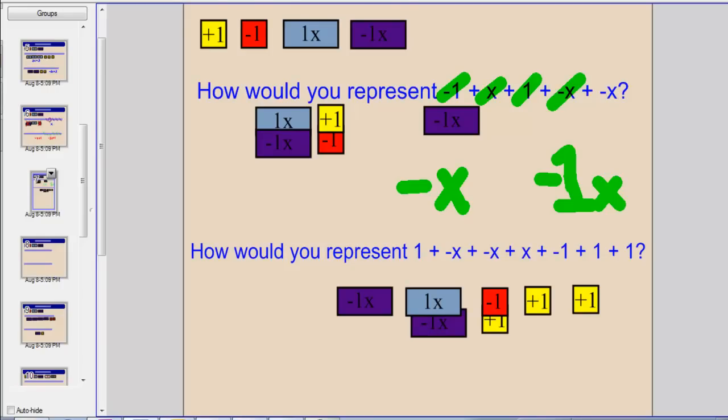If you're thinking that we have a -x or -1x plus two 1's, which is 2, then that's correct. So again, let's just look at the numbers because obviously we'll end up using just numbers eventually. 1 and -1 cancel. A -x and an x cancel. So you see we have one -x and two 1's left.